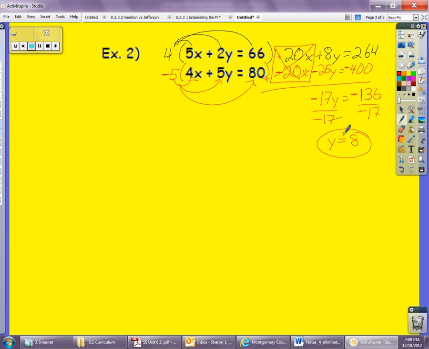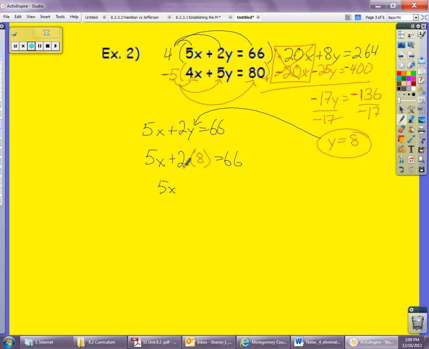In order to find the x value, we go back and choose one of the two equations. It doesn't matter which one, I'll choose the top one. I'm going to write my equation out again, just to be sure that I get everything right. So I wrote my equation out. I know that y is 8, so we put the 8 back in for y. So it's 5x plus 2 times the 8, and this all equals 66.